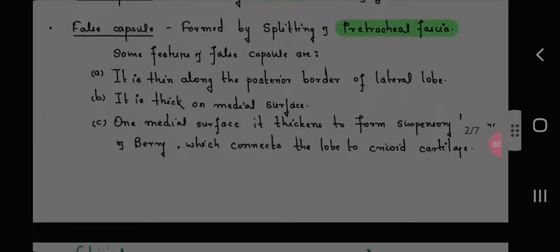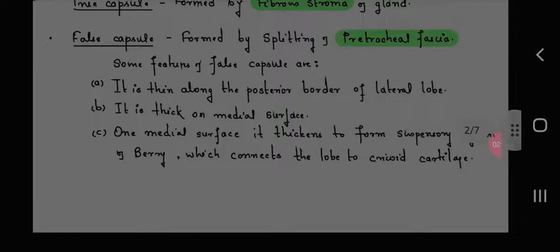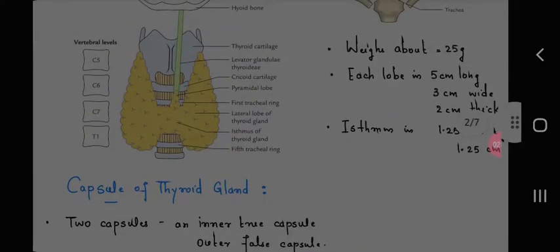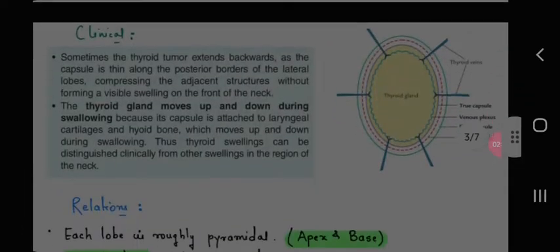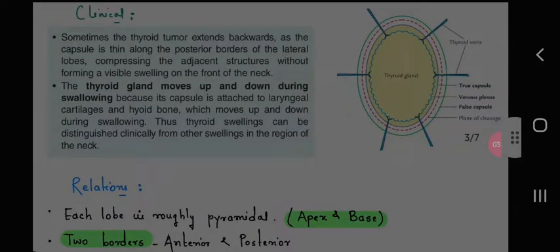Some features of the false capsule are: it is thin along the posterior border of the lateral lobe. It is thick on the medial surface. On the medial surface it thickens to form the suspensory ligament of Berry, which connects the lobe to the cricoid cartilage. Clinical: sometimes a thyroid tumor extends backward as the capsule is thin along the posterior borders of the lateral lobe, compressing the adjacent structures without forming a visible swelling on the front of the neck.